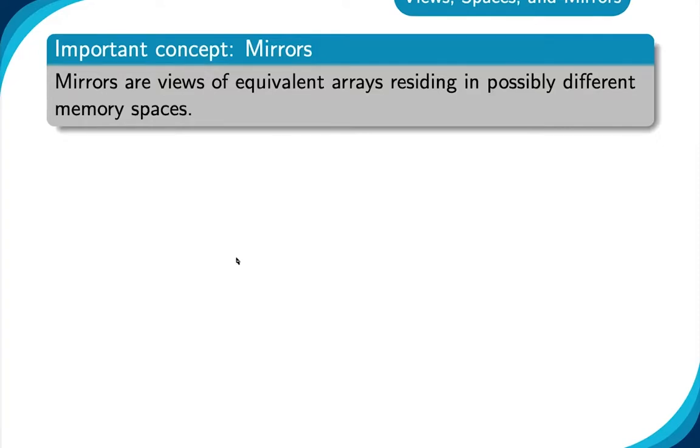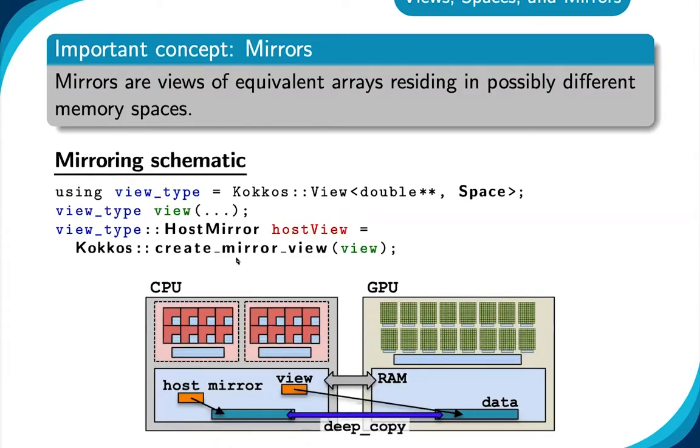So what mirrors are is essentially equivalent arrays residing in a possibly different memory space from their originator. How that works is the most common thing is to just create host mirrors. You have this view type, you create a view, and then you create its host mirror. You can do that via the create_mirror_view function. And what that gives you is now you have two views, the view and its host mirror. One of them points to GPU data and one of them points to host data, and you can move data between these two via the deep_copy function.